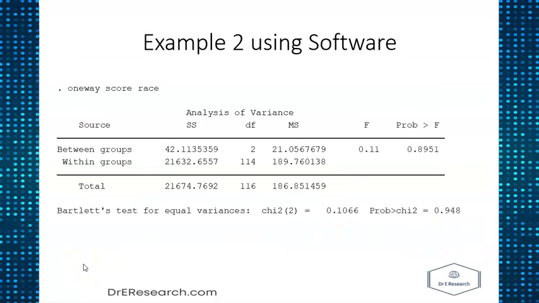You might look through my videos to see how to do it in your particular software. If you want the specific directions, this is the code you would use if you're doing it in Stata: oneway, and then you put the dependent variable first and then the independent variable. Other software, of course, will be done differently. You can look at it there.